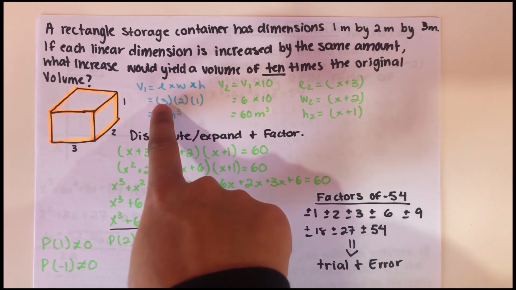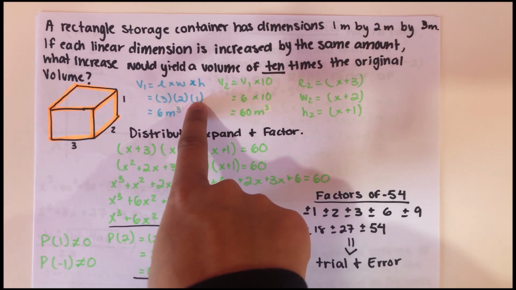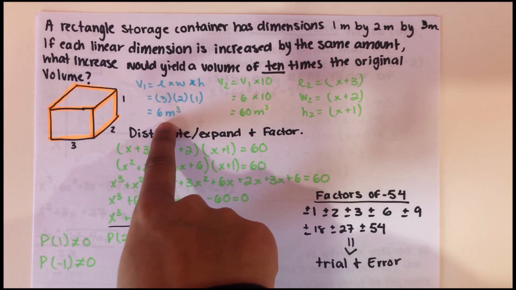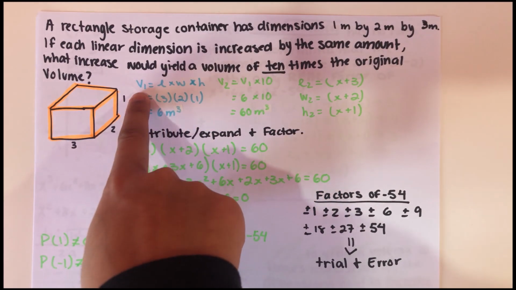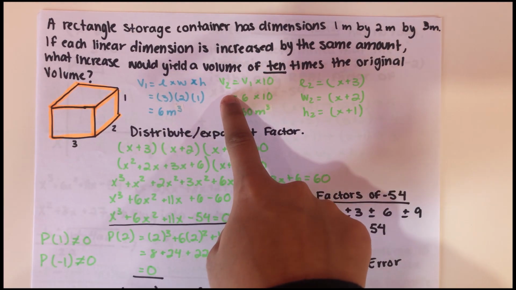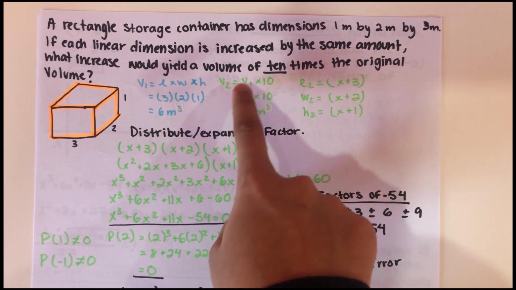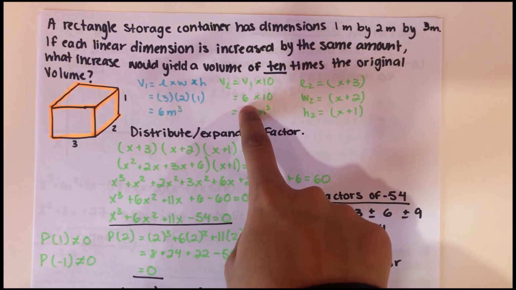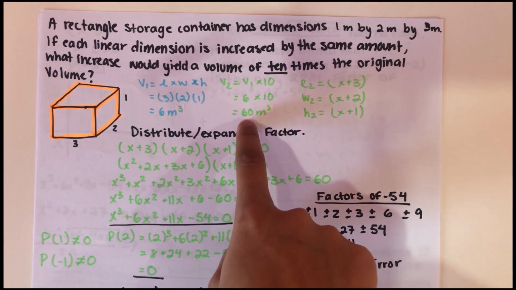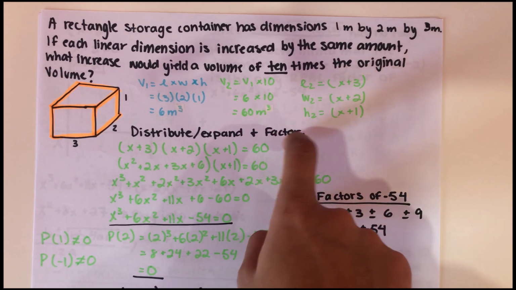So we know that the dimensions are 3 times 2 times 1. Multiply all those together and you get 6 meters cubed. That's going to be our first volume. In order to figure out our second volume, it says the original volume times 10. So we're going to take 6 and multiply by 10, and we get 60 meters cubed.